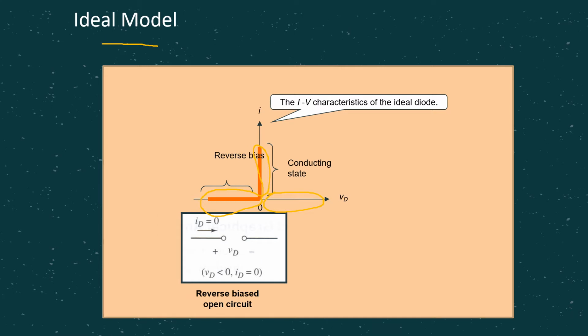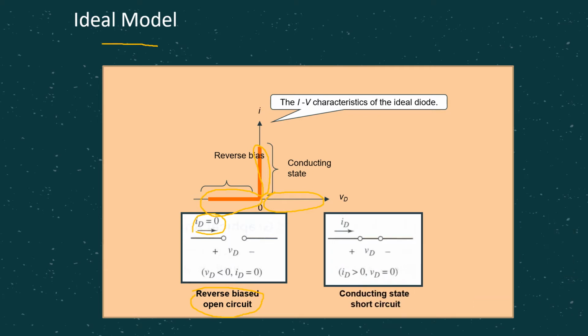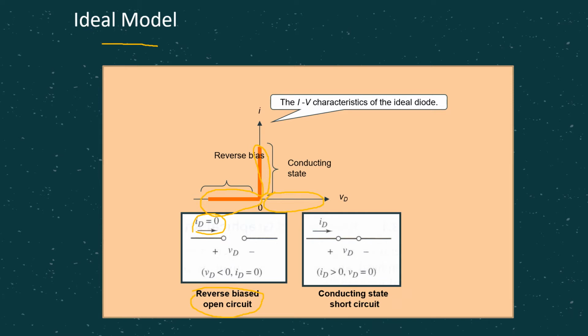What does it mean? It means that under reverse bias, our diode is represented with an open circuit, because the current equals 0. Current is 0, so the diode is represented with an open circuit. But when we discuss forward bias, the diode is replaced with a short circuit. So when the diode is under forward bias, it is represented with a short circuit. When the diode is under reverse bias, it is represented with an open circuit.